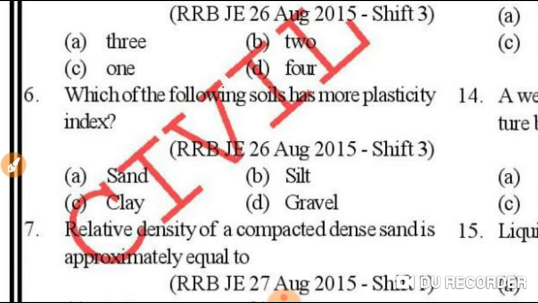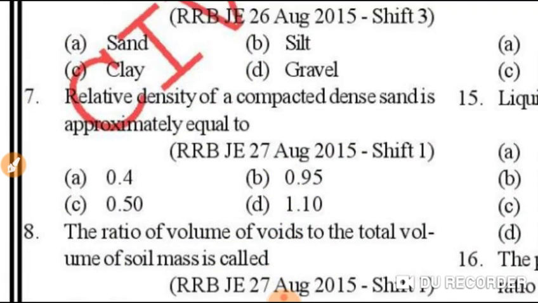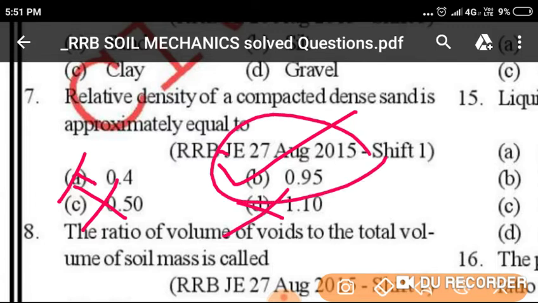Question number 6. Which of the following soils has more plasticity index? Option A sand, option B silt, option D gravel, option C clay. Clay is the correct answer. Question number 7. Relative density of a compacted dense sand is approximately equal to option A 0.4, option B 0.5, option C 0.95, option D 1.10. So here the correct answer is option B.